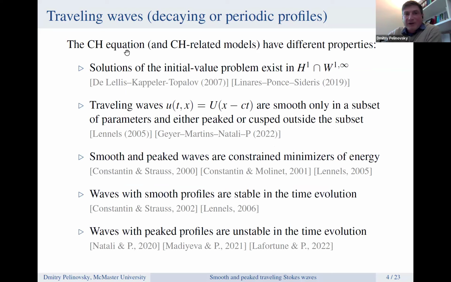For the Camassa-Holm equation, we have to be a little bit careful with solutions of the initial value problem. It turns out that one needs to control the slopes, the first derivative of the solutions, in order to get local well-posedness in the space H1 with bounded slopes. If you look at the traveling waves, then we will find intervals of parameters for which waves are smooth, and intervals of parameters for which the waves are peaked or cusped. These are two types of singularity. For peaked, it's a finite jump of the first derivative. The first derivative is still bounded. For cusped, it's an infinite jump of the first derivative. So the first derivative is unbounded.